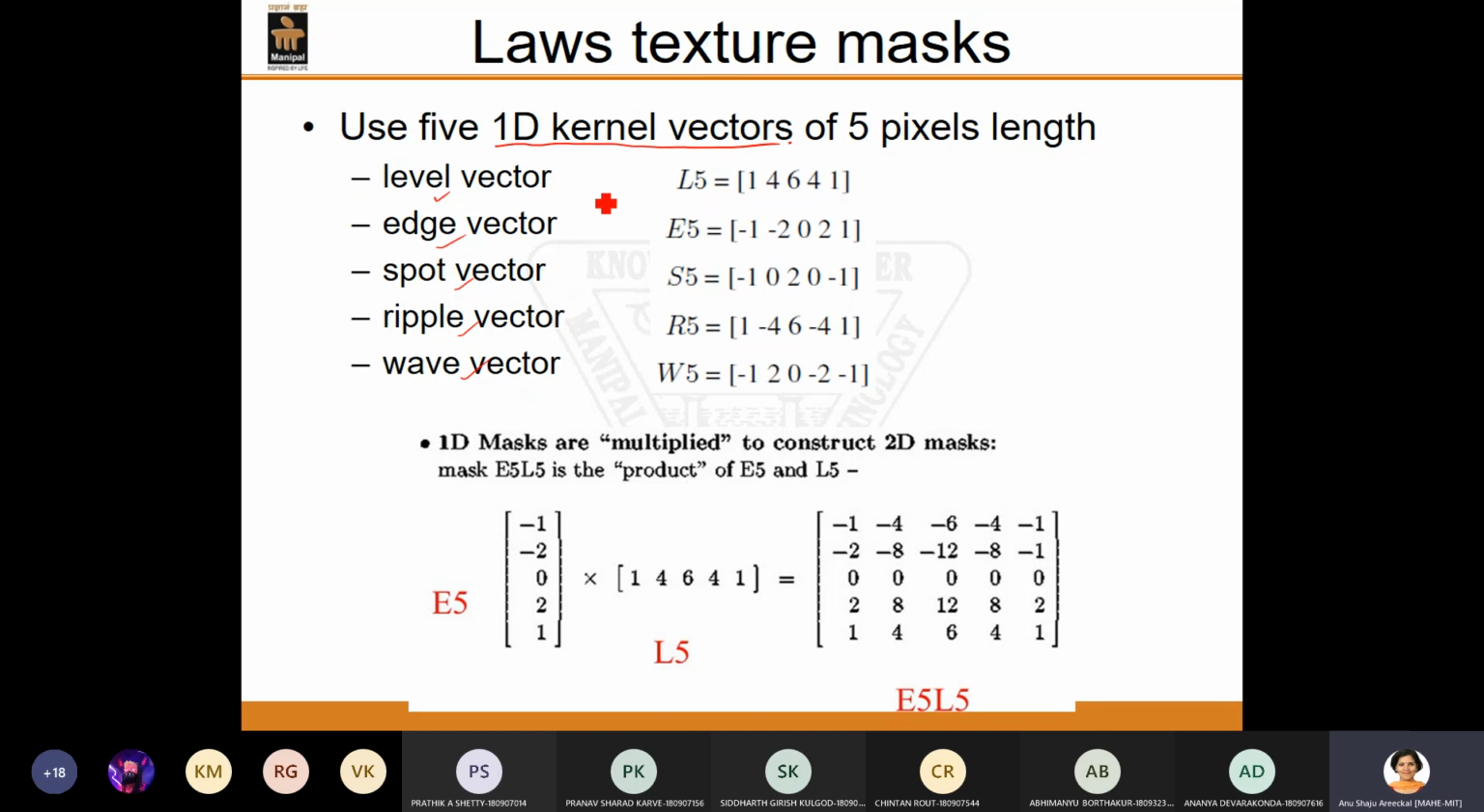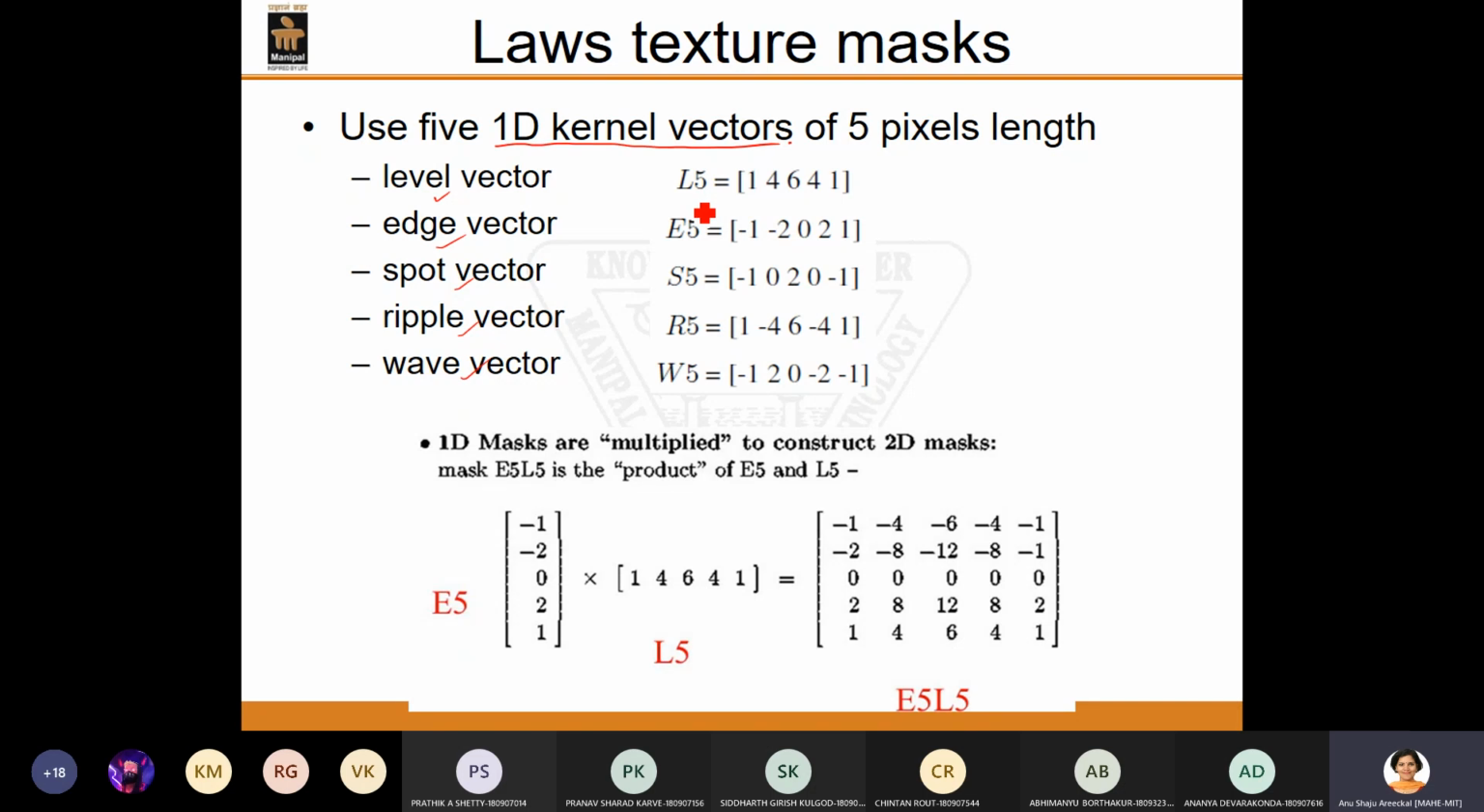So the concept is similar to that. Here, there are five kernel vectors which are defined. In this example which I've given here, it is five pixels long, and these are the values which are there. But it's not always. There are also Laws texture masks for three pixels long. So this can vary. Five pixels is most commonly used.